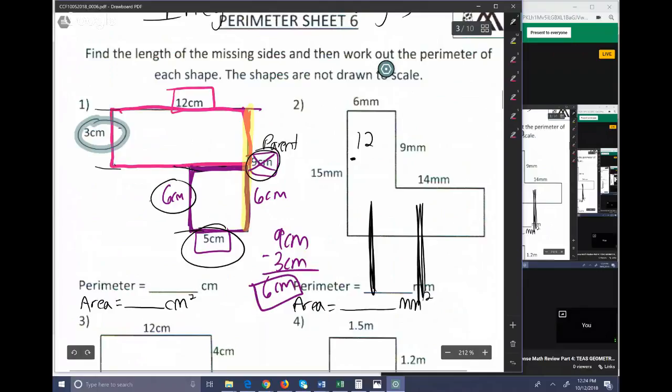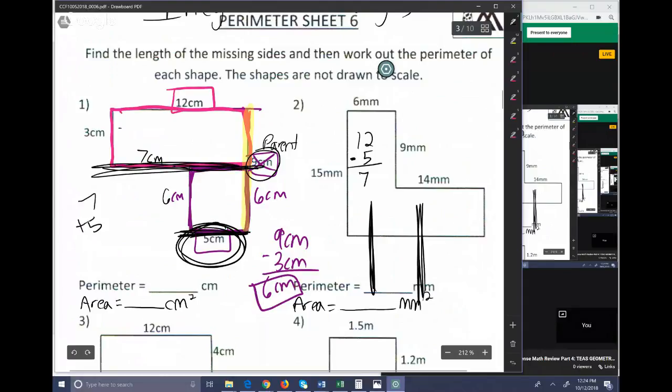With the 12, I could find this side right here, because I can say 12 is the parent, and then the other one is 5. So I can say 12 minus 5 is 7 centimeters, and I can label this side as 7. So if I took all of my horizontal sides that are smaller and I added them up, I would say 7 centimeters and 5 centimeters is 12 centimeters, 12 being the parent side.